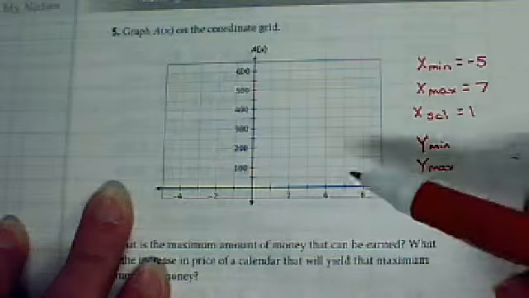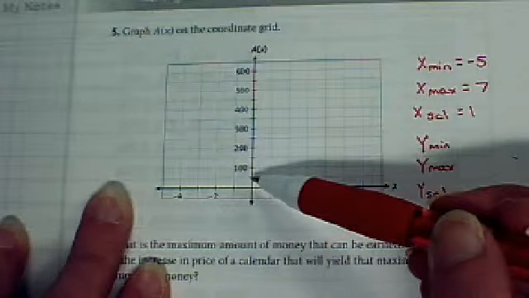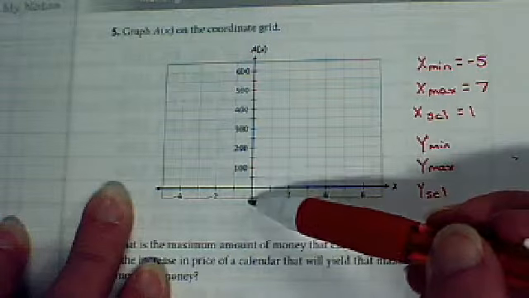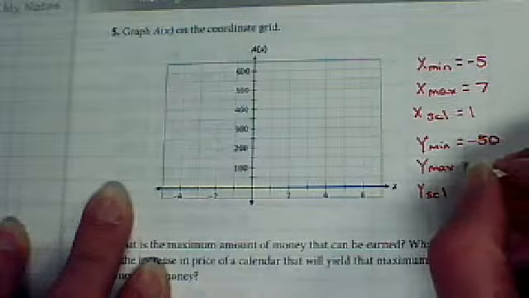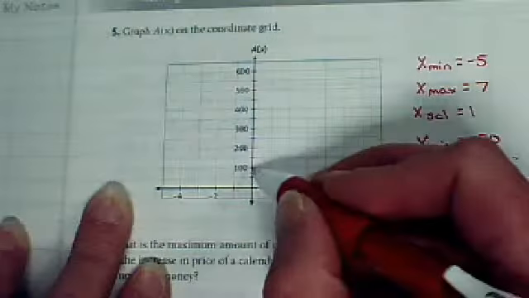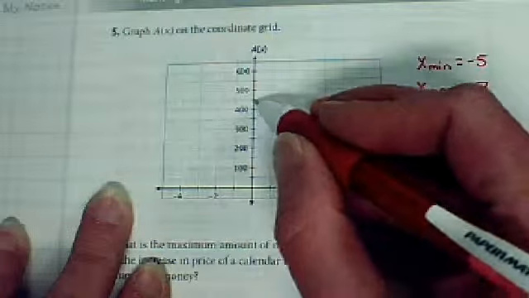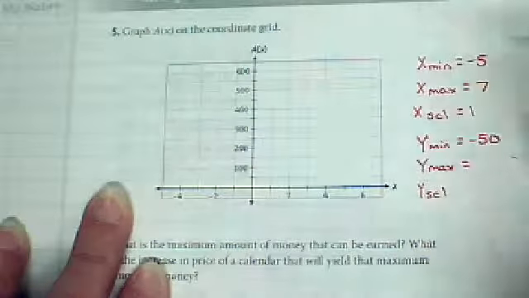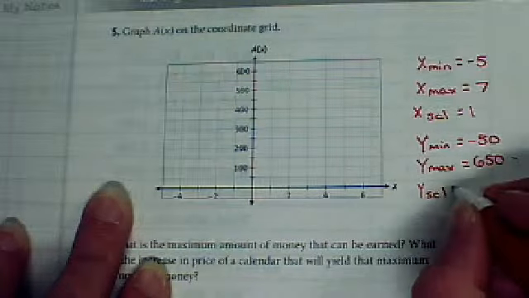The y minimum, let's see. Well, that's 100, so that means that's 50. So going backwards, that would be a negative 50. Our maximum y value, that's 100, 150, 200, 250, 300, and so forth. So 600, the next one would be 650. And it seems we are counting by 50s.